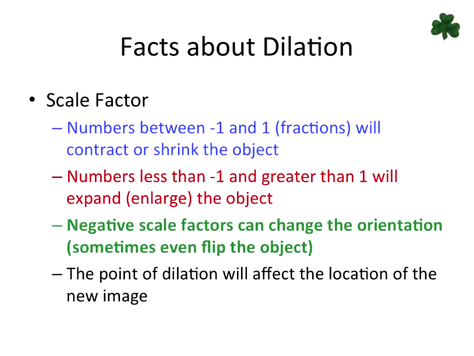So let's go over some facts about dilation. Scale factor. If your number is between -1 and 1, I'm talking fractions here. Can you circle that word fractions? You're going to shrink your original object. So what kind of numbers are we talking about? 1/2, 1/3, 1/8. Anytime you get a fraction, that's shrinking.